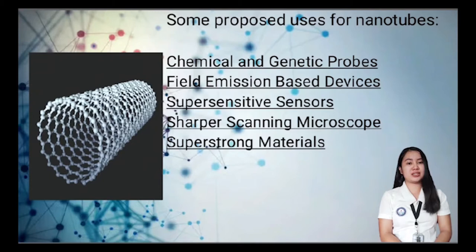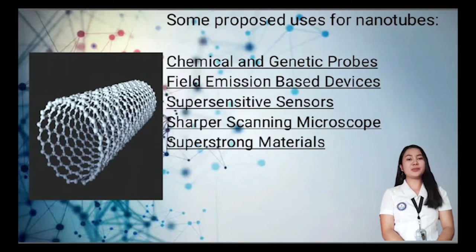Carbon nanotubes have been demonstrated to be efficient field emitters and are currently being incorporated in several applications including flat panel displays for television sets or computers, or any devices requiring an electron-producing cathode such as X-ray sources or for medical applications. Another proposed use of carbon nanotubes is super-sensitive sensors.